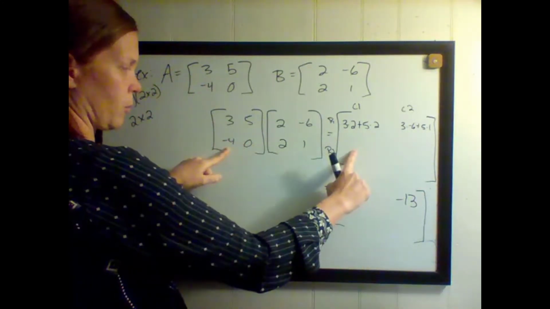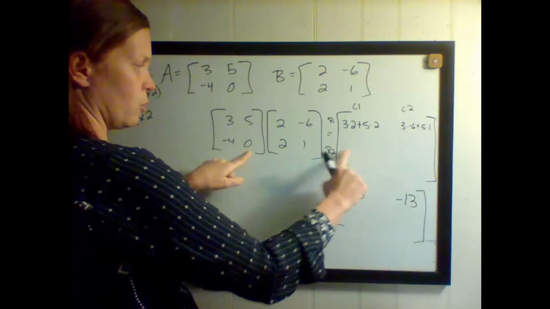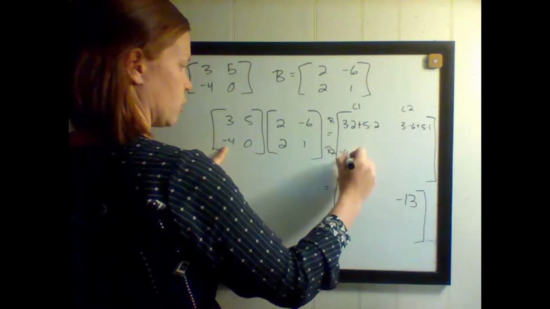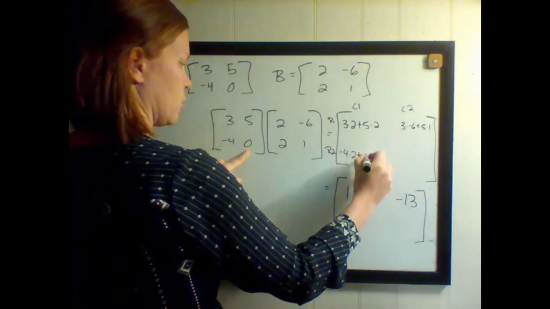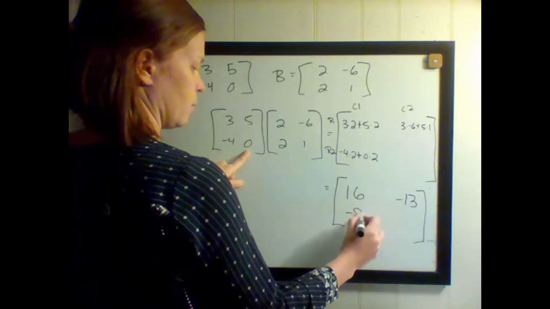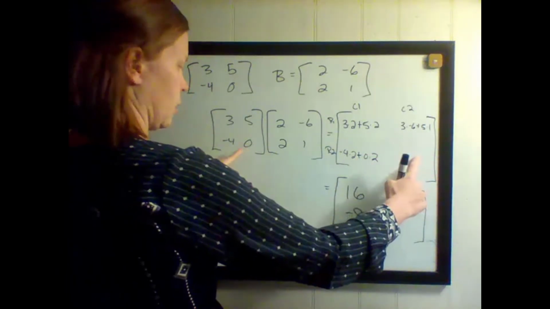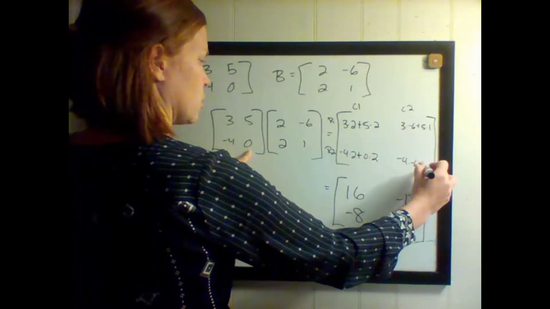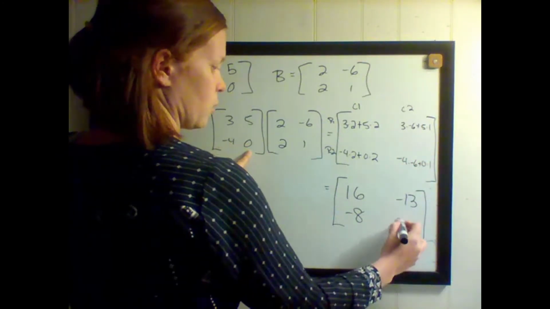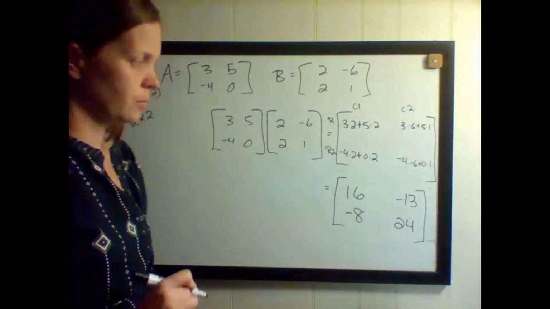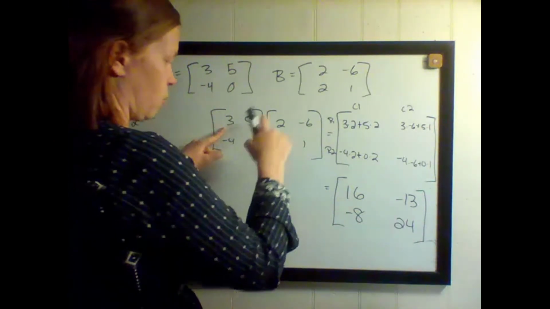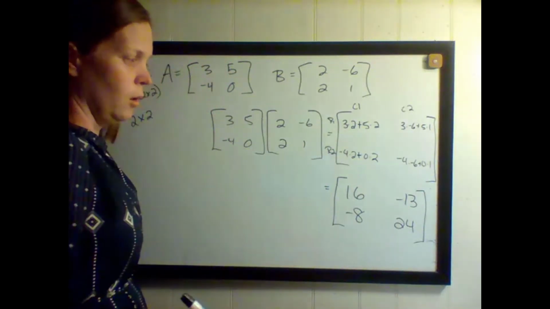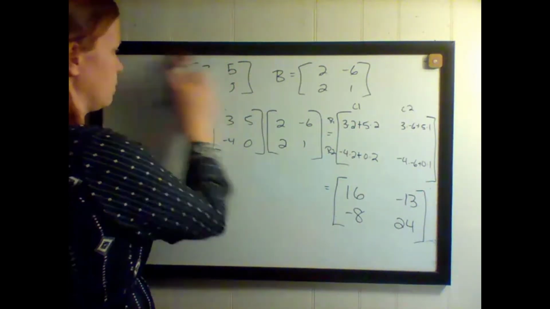Now I'm going to go down to the next spot. Now I'm on row 2 by column 1. So negative 4 times 2 plus 0 times 2. So negative 8. And then last right here, I'm going to do negative 4 times negative 6 plus 0 times 1. So positive 24. So it's that. Row by column. Row by column.